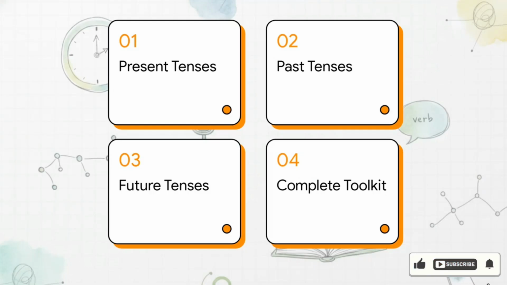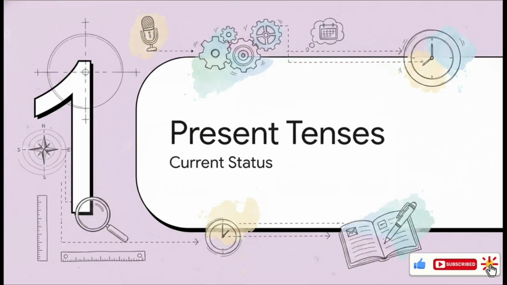All right, here's our roadmap for today. First up, present tenses and your current status. Then, past tenses to contextualize history. Third, future tenses for projecting outcomes. And finally, we'll put it all together into the complete toolkit. Let's jump in. Section 1.